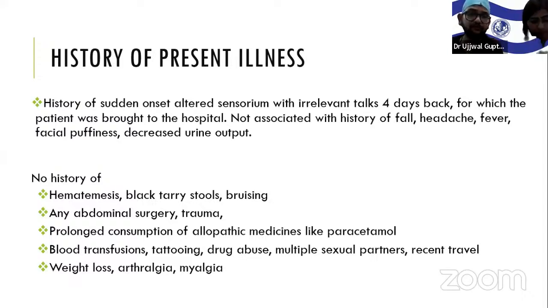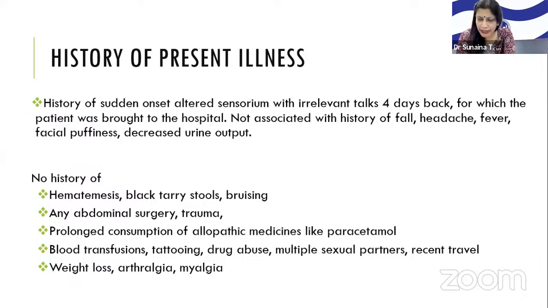Patient's wife also gives a negative history of any hematemesis, black tarry stools, bruising, abdominal surgery, trauma, or prolonged consumption of allopathic medicines, blood transfusions, tattooing, drug abuse, multiple sexual partners, weight loss, arthralgia, and myalgia. So, Preeti, you tell me, what are the differential diagnoses if a patient has altered sensorium?